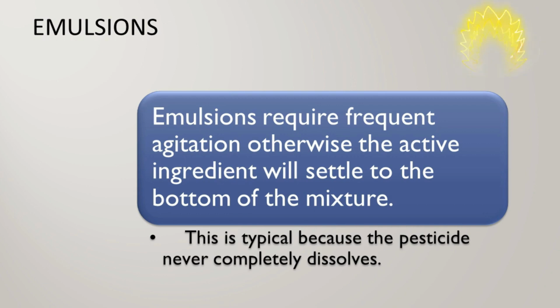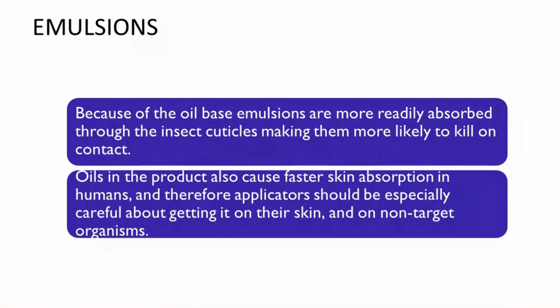Emulsions require frequent agitation, otherwise the active ingredient will settle to the bottom of the mixture. This is typical because the pesticide never completely dissolves. Because of the oil base, emulsions are more readily absorbed through the insect cuticles, making them more likely to kill on contact.